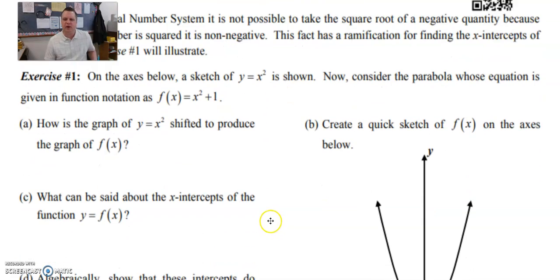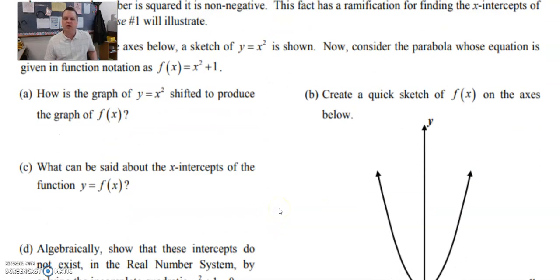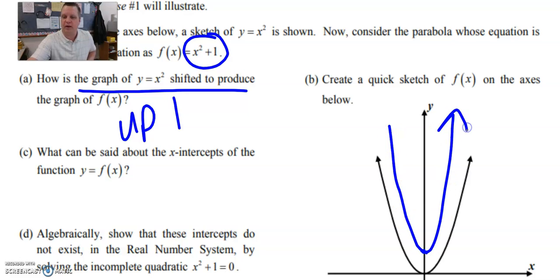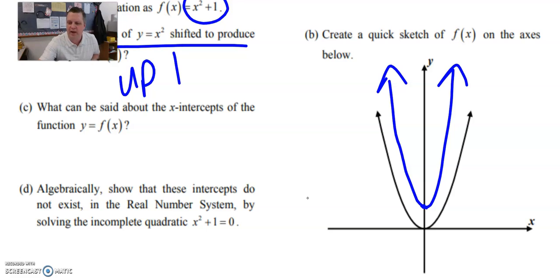Exercise 1, you've got the sketch of y equals x squared. You know what that looks like. Now the parabola of the equation x squared plus 1. So we should know what happens to this. How is it shifted? Because the 1 is outside, not in parentheses, it affects the y, so it goes up 1. A quick sketch, maybe this is 1 right here, and it just goes like that. It goes up 1.